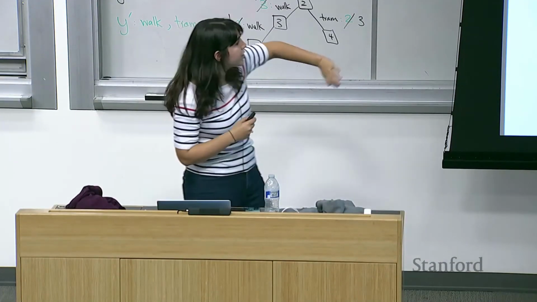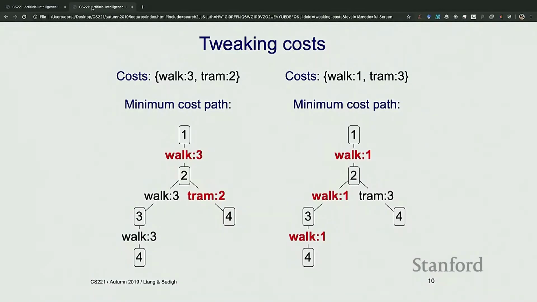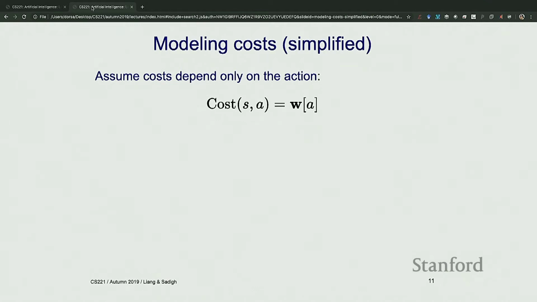Okay, the things on the slides are what I've already talked about. So here's the example. We start with 3 for walk and 2 for tram, and the idea is how are we going to change the costs so we get the solution that we were hoping for. As I was saying, we can assume that the costs only depend on the action. So I'm assuming the cost of (s, a) is just w of a. In the most general form, it can depend on the state too.